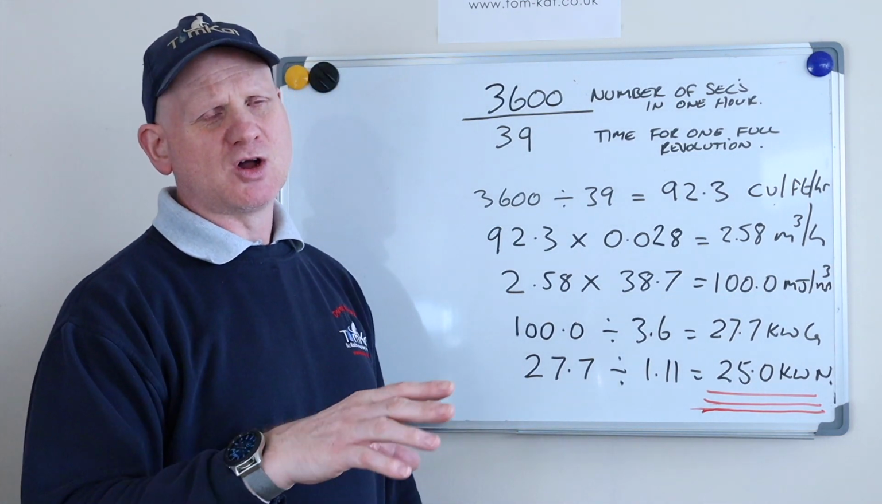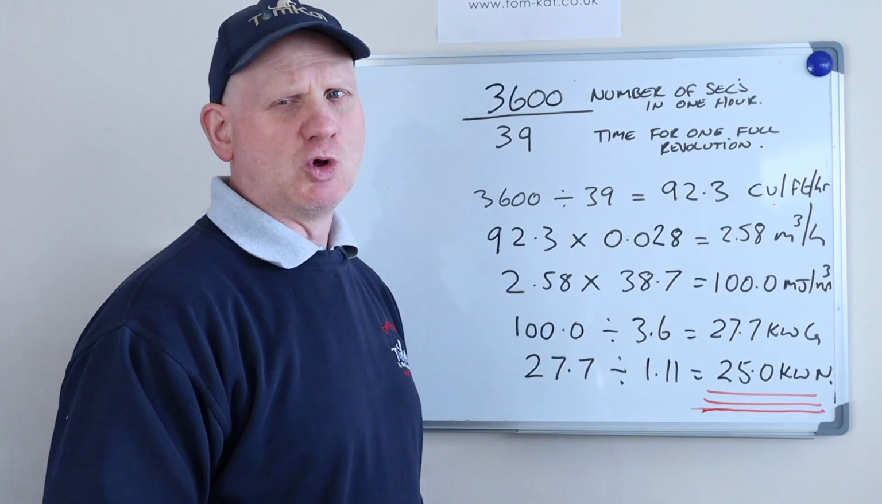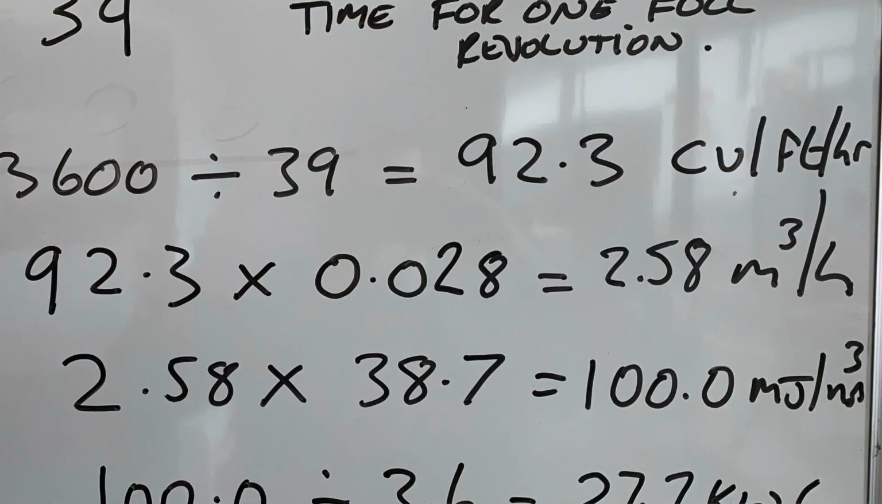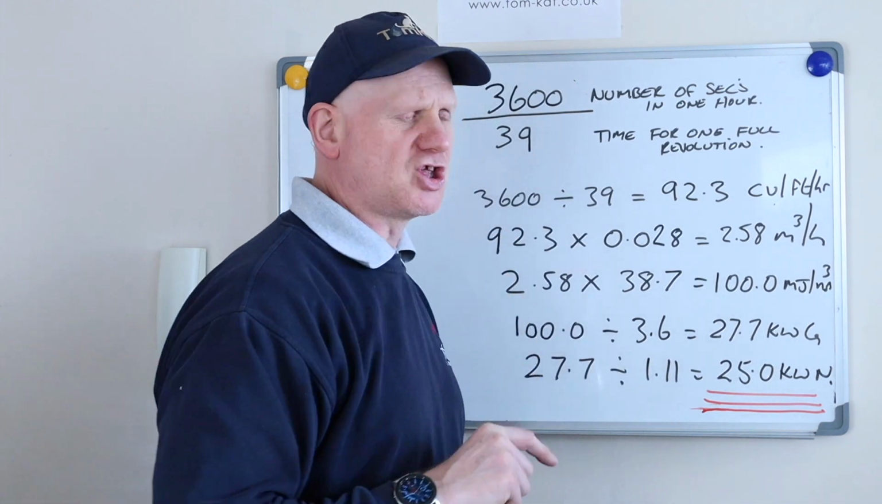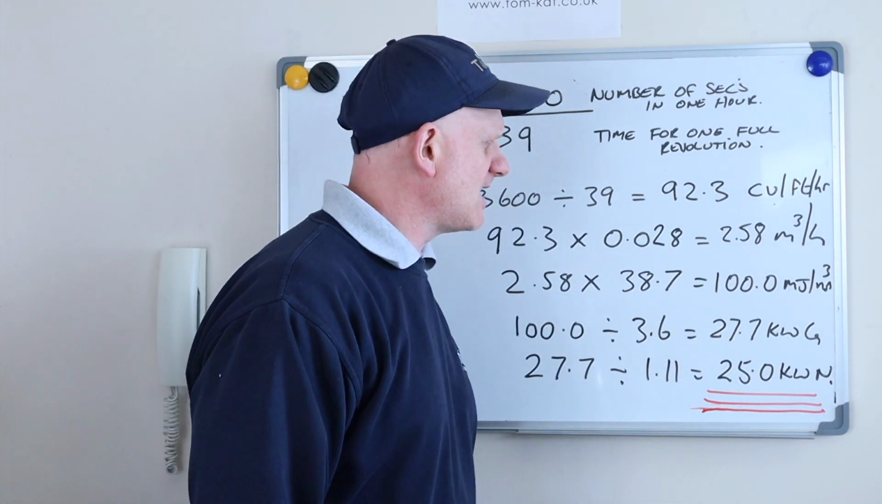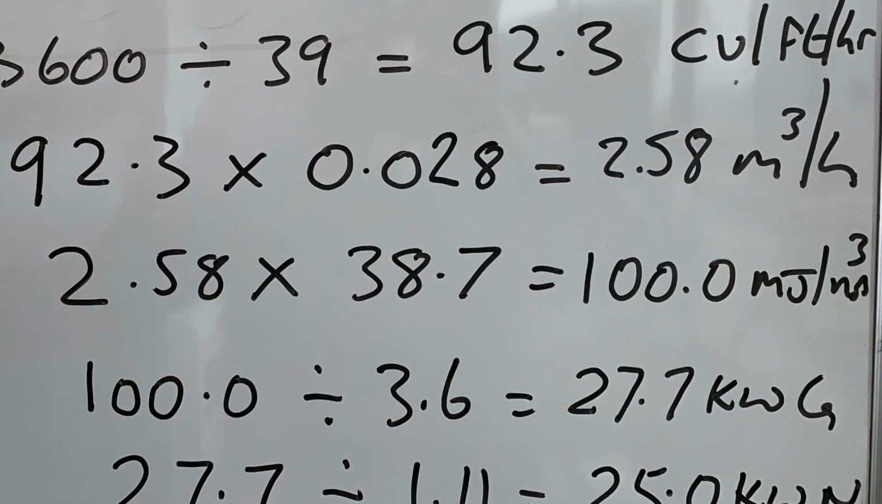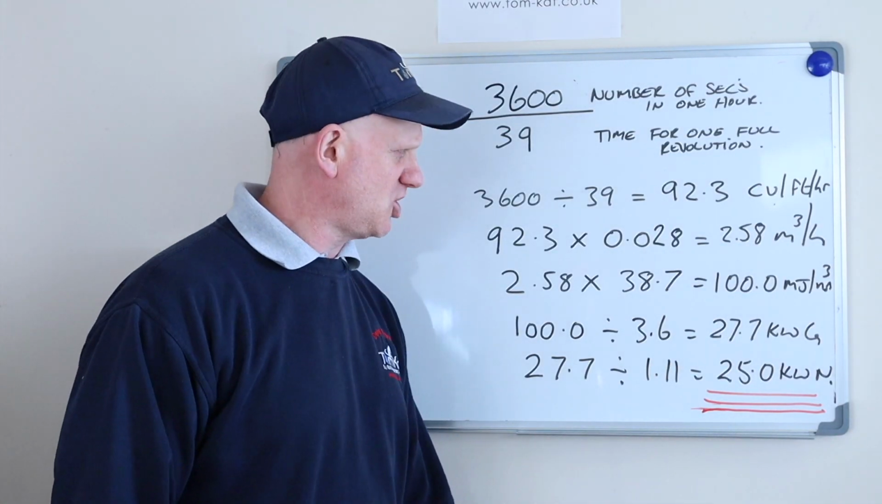So again, some of the old boilers would have given you that as a gas rate in the old days, but we need to turn it into kilowatts. So if we do 92.3 and we times it by 0.028, because that's the conversion factor for converting cubic feet into meters cubed, it comes out at 2.58 meters cubed an hour. Still not kilowatts. So 2.58 times 38.7, because remember that's the calorific value of gas, and we've now reverted back to the G4 way, which gives us 100 megajoules per meters cubed.